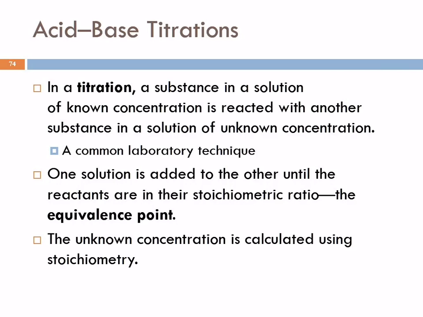It's a very common laboratory technique. So we're going to add the one solution to the other until the reactants are in their stoichiometric ratio. There's not going to be an excess reactant. We're trying to get them just right. That's called the equivalence point. And then we can calculate the unknown concentration using stoichiometry.